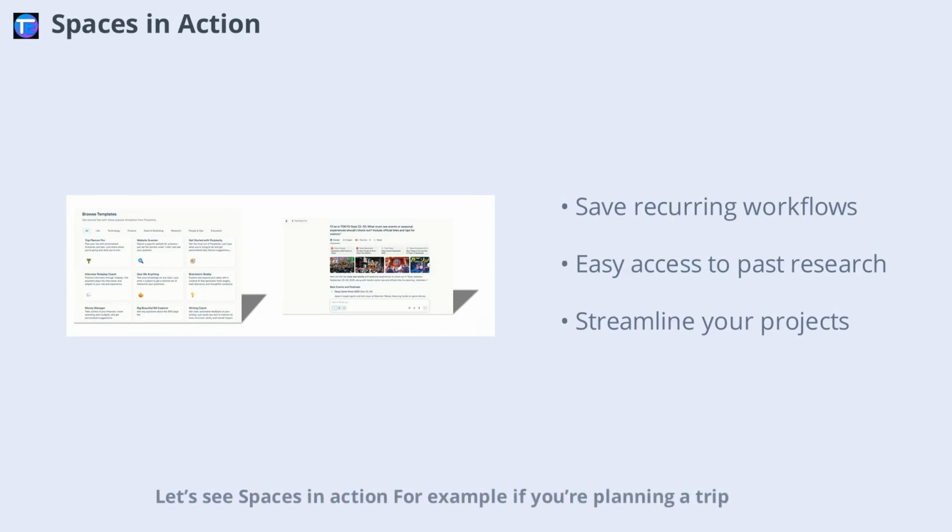Let's see Spaces in action. For example, if you're planning a trip, you can create a travel planner space and save all your queries there. If you're tracking tech trends, build a space that automatically pulls the latest AI articles. This way, you don't have to repeat searches. Your workflow is saved and ready to use whenever you need it.